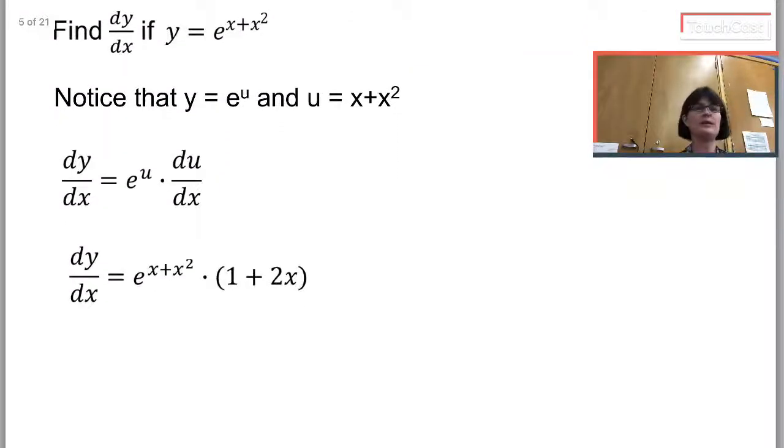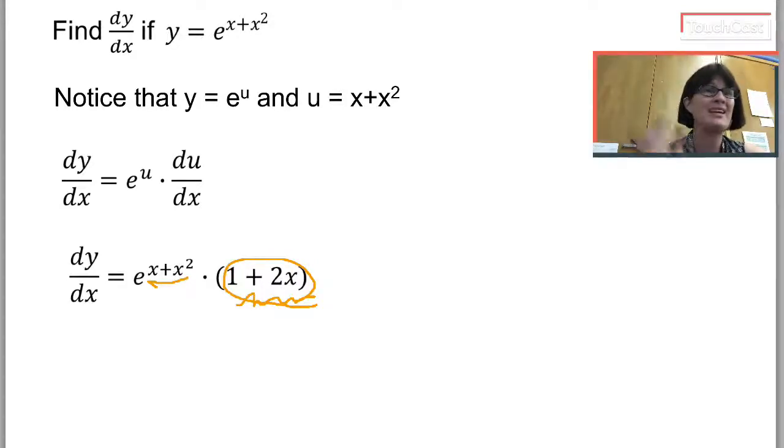So that's my answer, e to the u, but u is x plus x squared. E to the u times du dx. The derivative of x plus x squared is 1 plus 2x. Make sure that this part goes in parentheses because it's a factor in a multiplication problem. That whole factor should get multiplied by the e to the u factor.